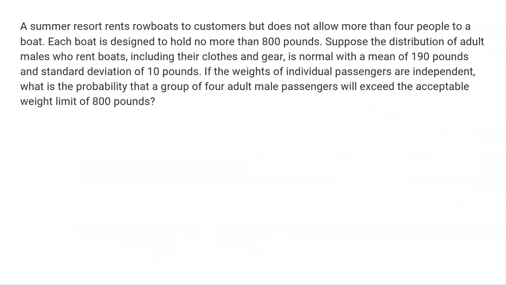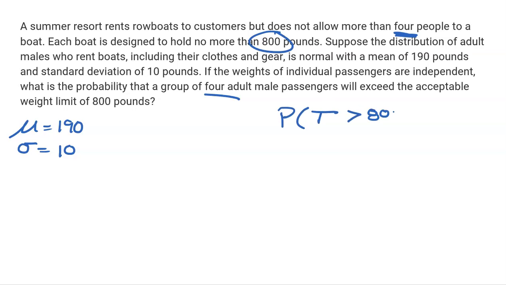Okay, example 3. A summer resort rents rowboats to customers but does not allow more than 4 people in a boat. Each boat is designed to hold no more than 800 pounds. Suppose the distribution of adult males who rent boats, including their clothes and gear, has a mean of 190. So the mean for an adult male is 190 and the standard deviation is 10. But remember, there could be no more than 800 pounds amongst the 4 people. So the question is, what is the probability that the 4 male passengers will go over, that's the total going over 800 pounds.